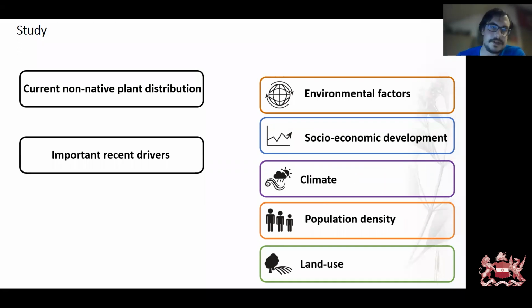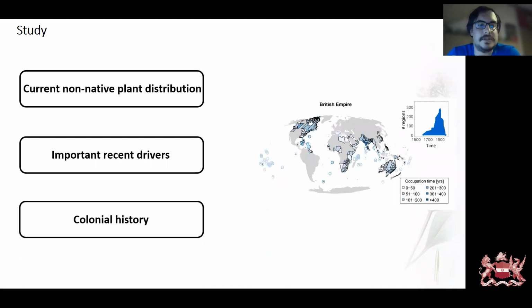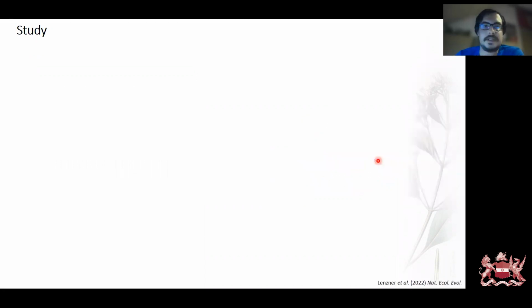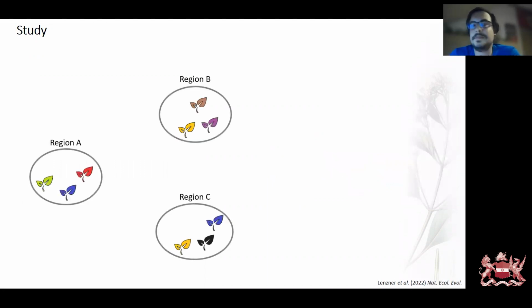But we also included information on the colonial history of these regions. For that, we looked at four different European empires: the British, Spanish, Portuguese, and Dutch Empire. We looked at which regions worldwide have a history of occupation by the respective power and how long the region was occupied. With this data, we then looked at the compositional similarity between the non-native floras of these regions as we observe them today.